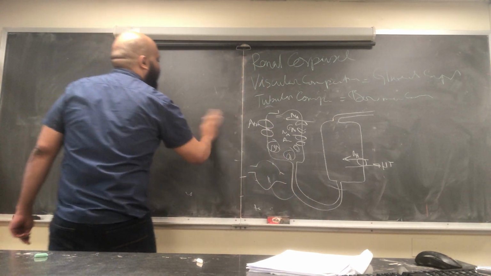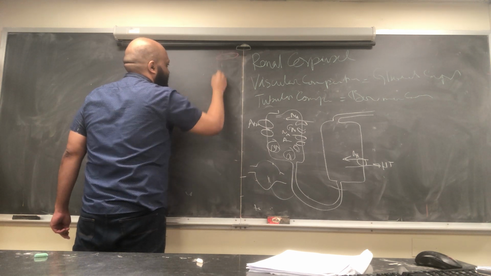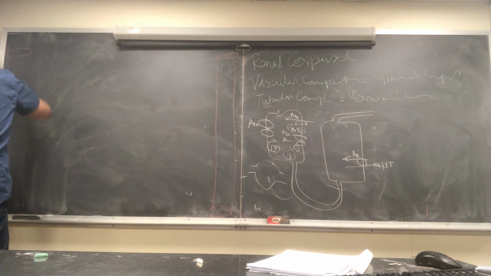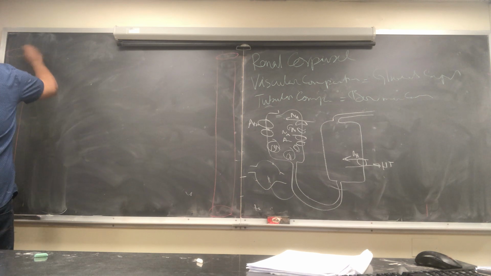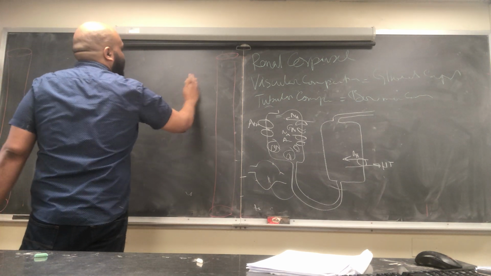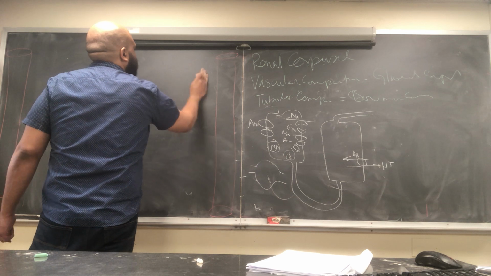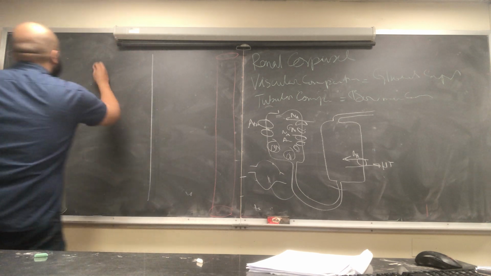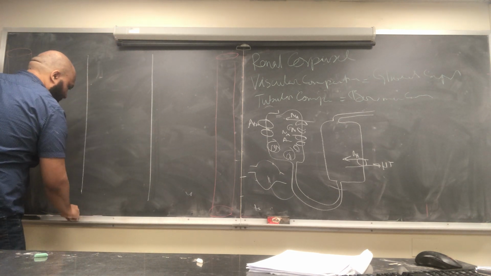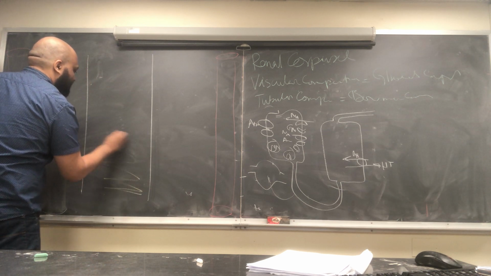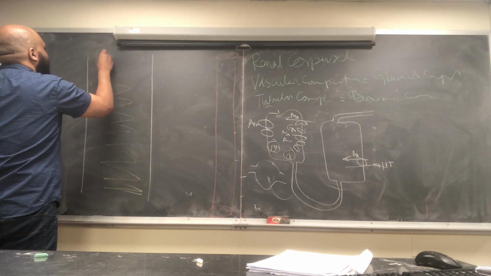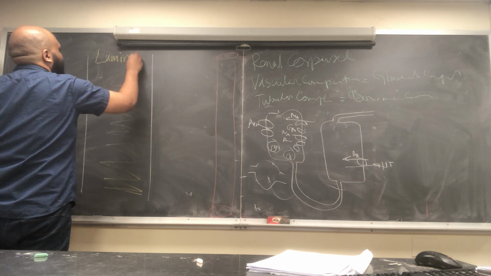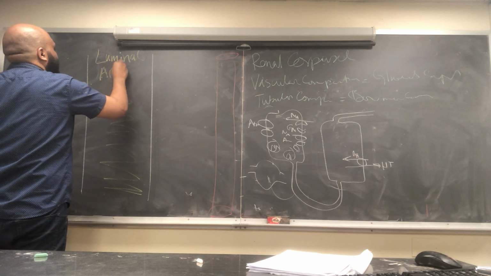Okay. I have in red my blood vessels, my tubular capillaries. Then, what else do I have? I have the luminal side, where the urine is forming. This is the luminal side, where urine is forming. This is the luminal, also known as the apical side.